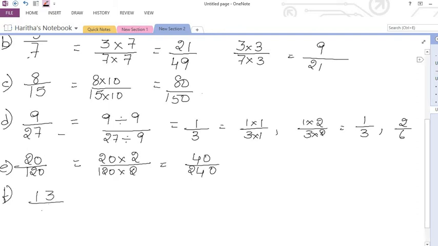Now 13 by 18. 54 I am taking. So in the 18 table, when do you get 54? 18 3s are 54. 13 3s are 39, 18 3s are 54.